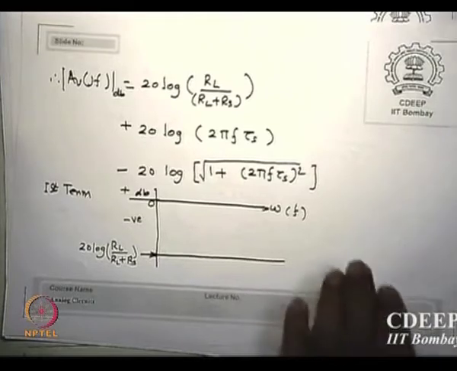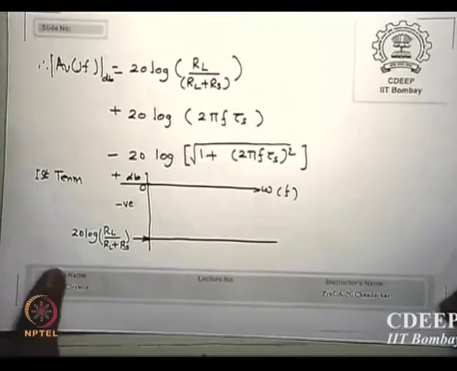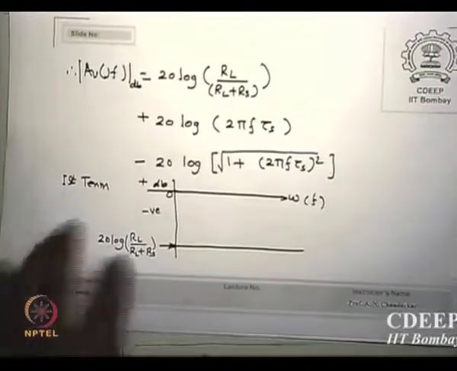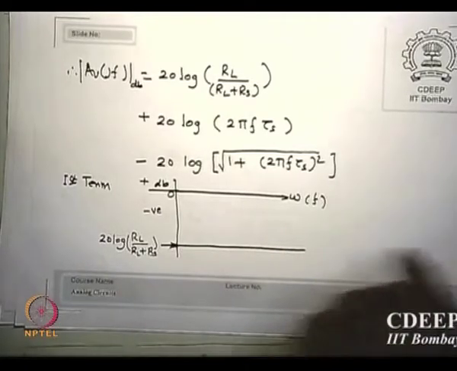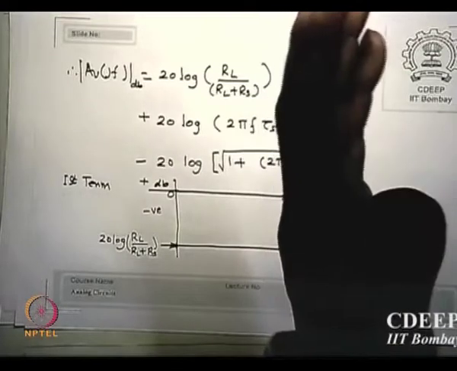Why do I do all these simple things first? Because I want to make it very clear that things are trivial in real life. Unnecessarily don't get excited, or the analog course is very heavy. What is the value? I repeat, 20 log RL upon RL plus RS has a fixed value throughout any frequency. It remains constant. Is that okay?